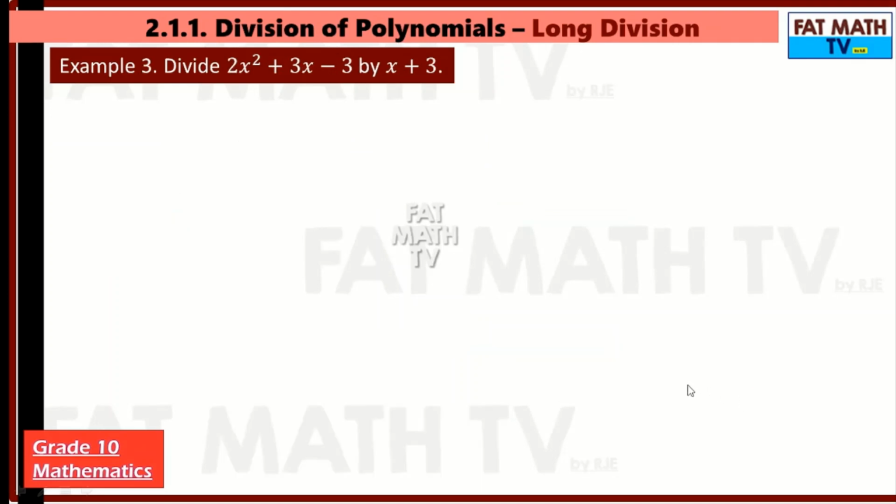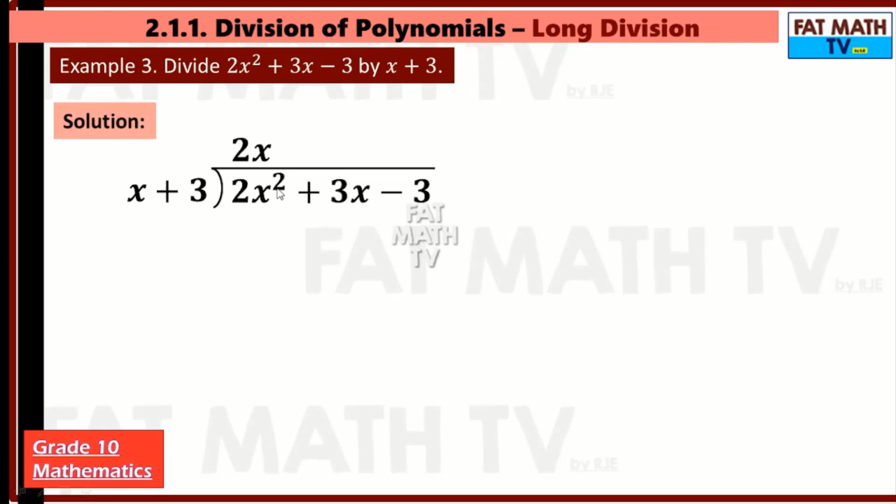Let us have our third example. 2x squared plus 3x minus 3 divided by x plus 3. So 2x squared divided by x is 2x. 2x times x is 2x squared. 2x times 3 is 6x. And then subtract. 2x squared minus 2x squared is 0. 3x minus 6x is negative 3x.